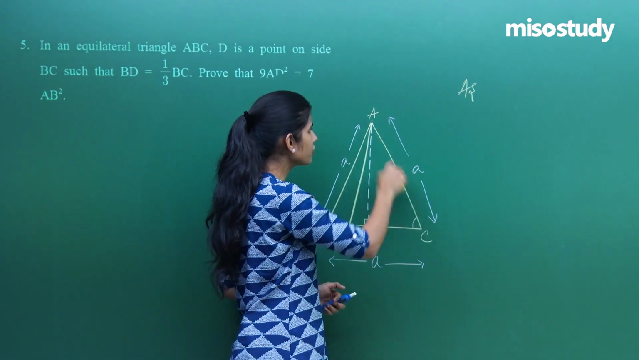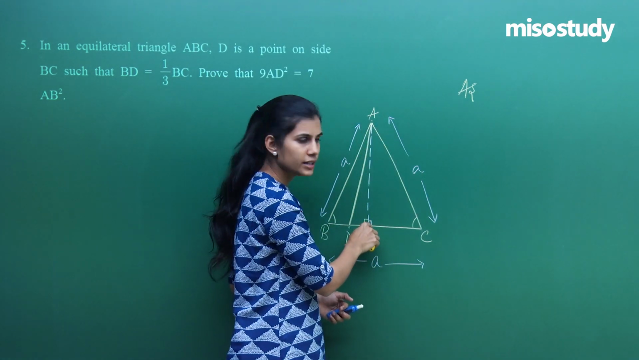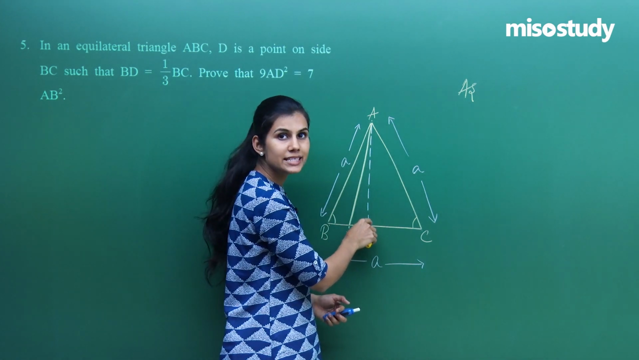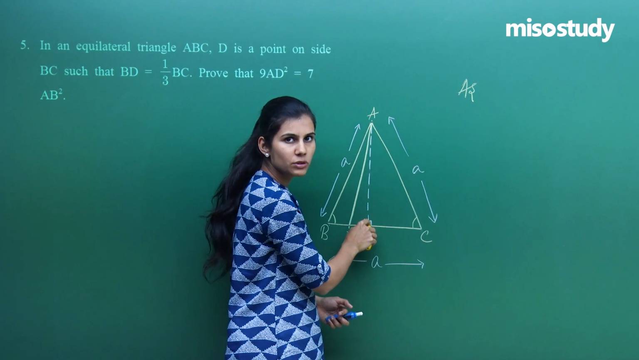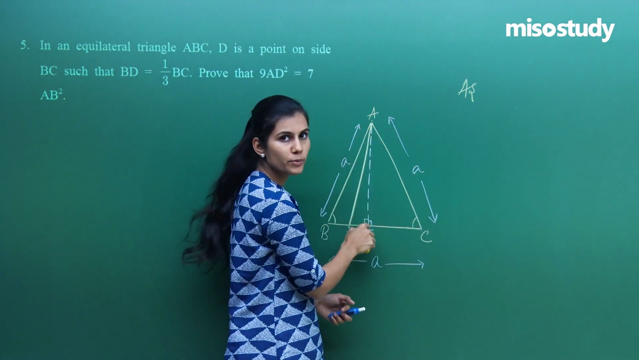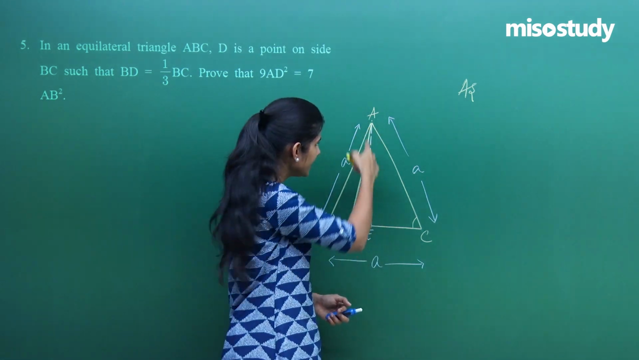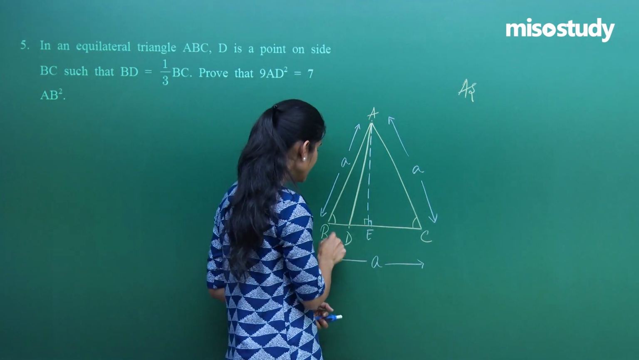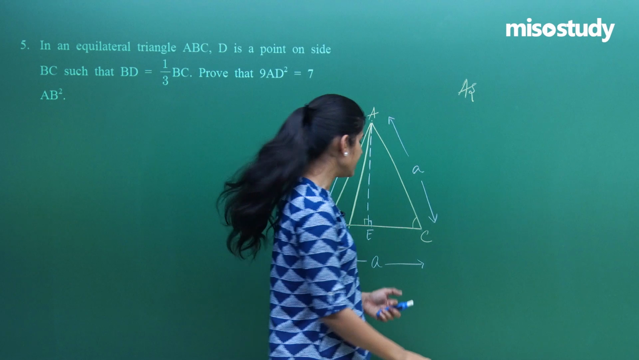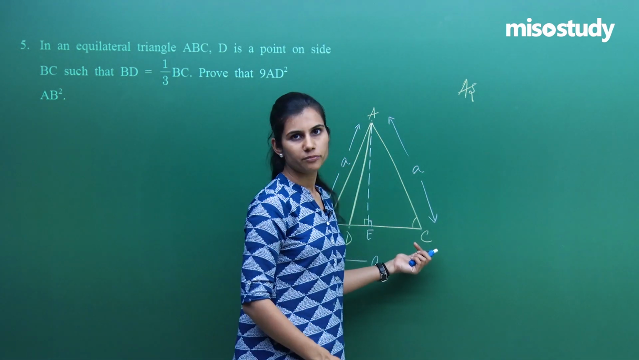Whenever you have an equilateral triangle and there is an altitude drawn, then it actually also bisects the other side. When you drop this altitude from a point to the opposite side in an equilateral triangle, it is not just an altitude, not just a perpendicular, it also bisects the other side. BE is same as EC. E actually is the midpoint of BC.